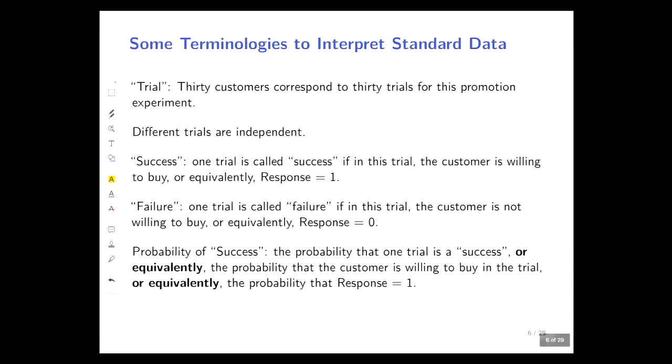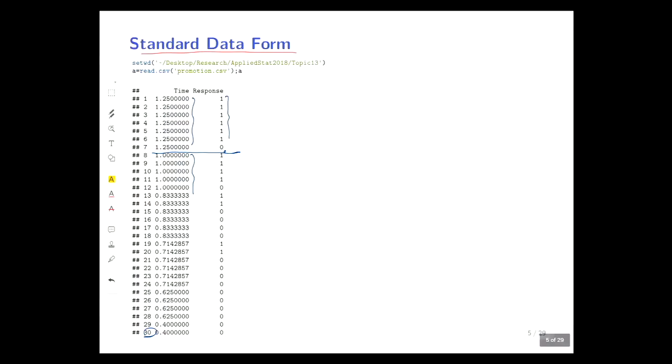We just use another name. And we consider different trials to be independent, so that means the customers are independent. Then we define success. What's the meaning of success here? If one trial is called a success, that means the customer is willing to buy, or equivalently, the response equals 1. So let's look at the data. In the data, we have those ones as our success.